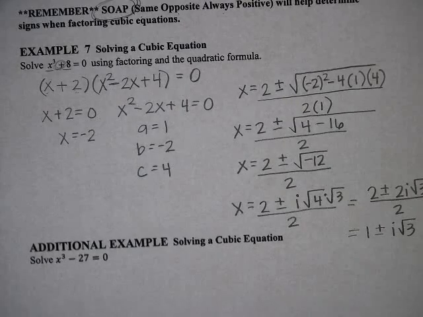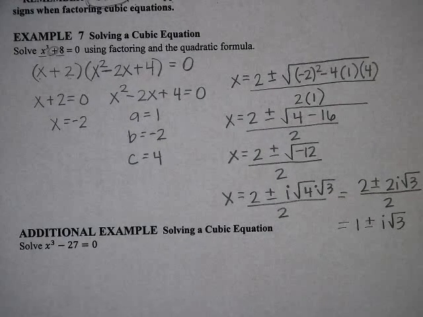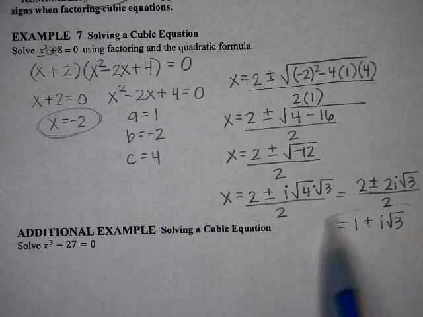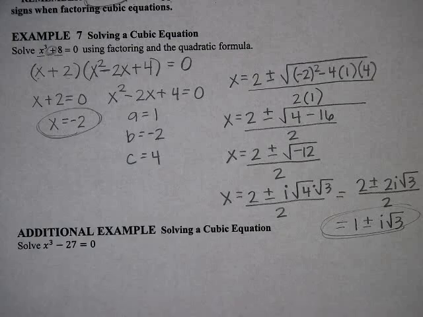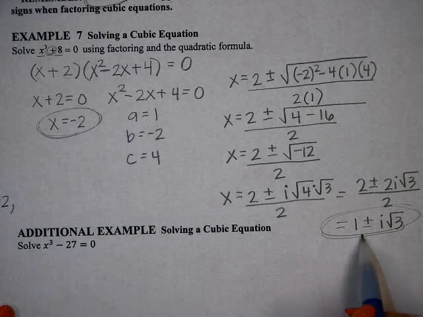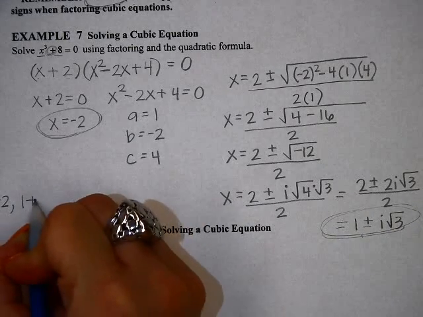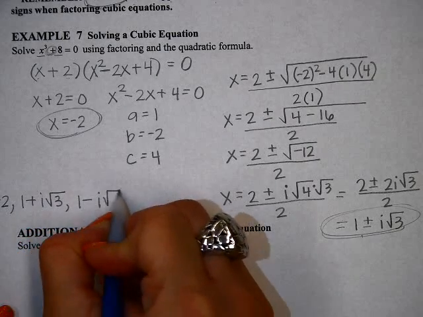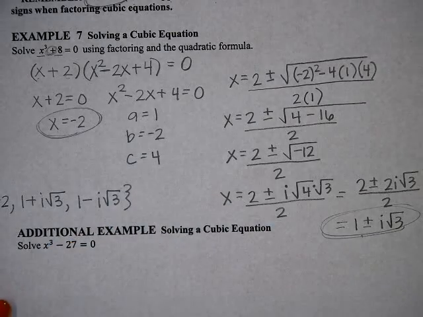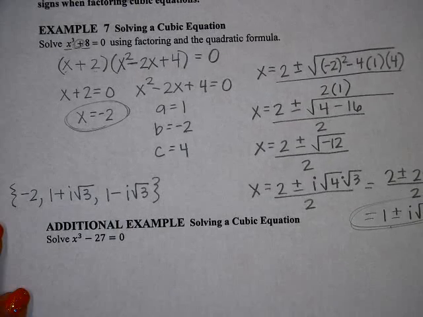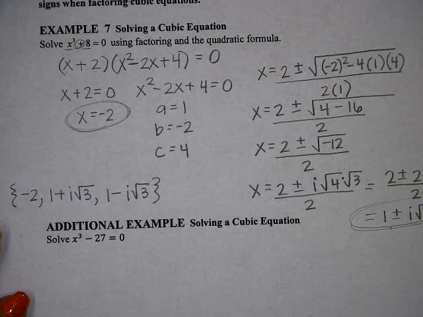So your first solution comes from here, and your other two solutions come from here. If you were writing that as your solution set, you would have negative 2, comma, remember you want to write this separate, so you would have 1 plus i square root of 3, comma, 1 minus i square root of 3. I've gone off the page. Let me scoot that back over. So this is your solution set for example 7.